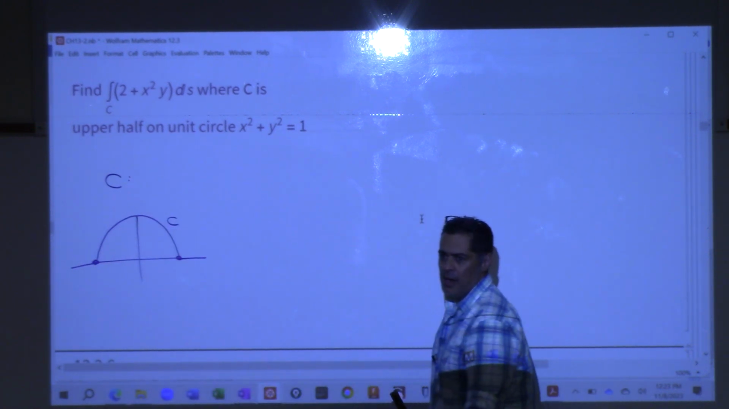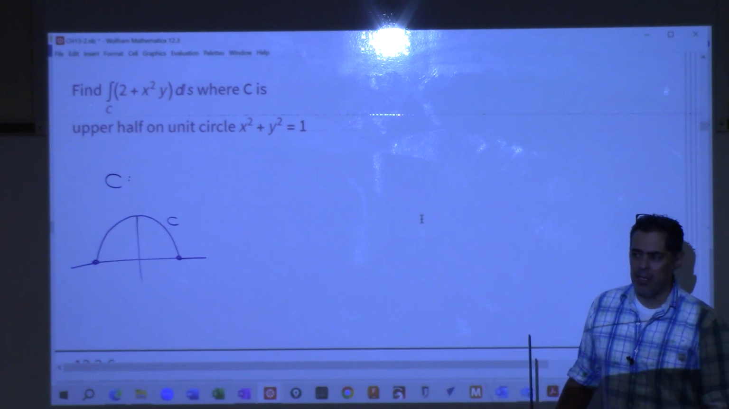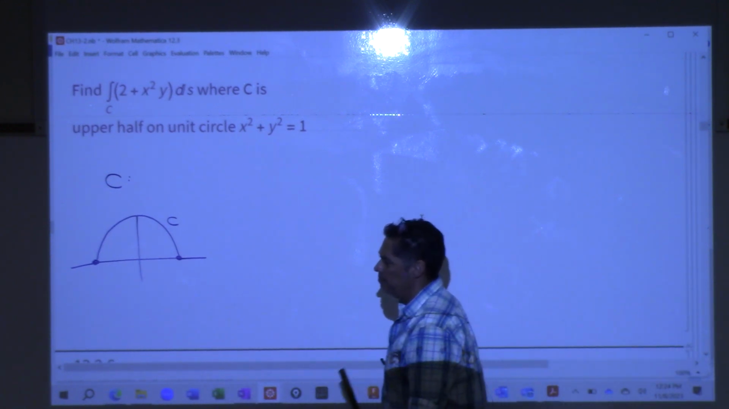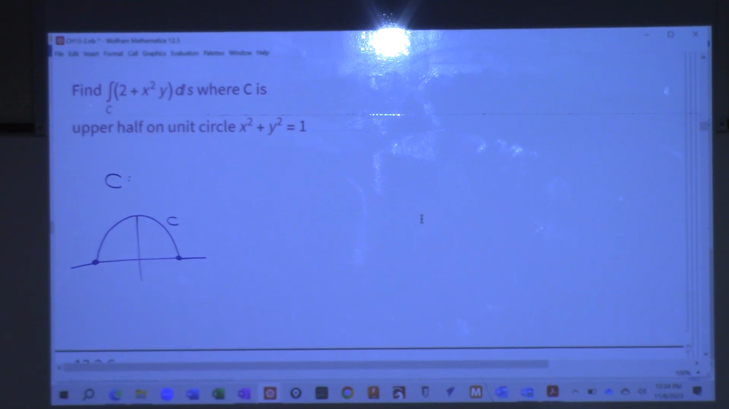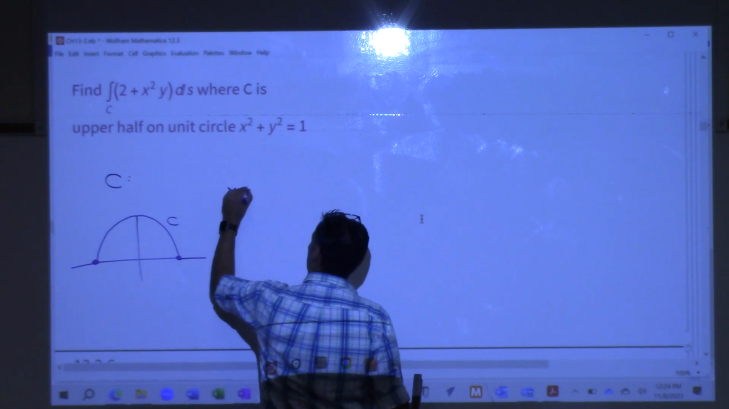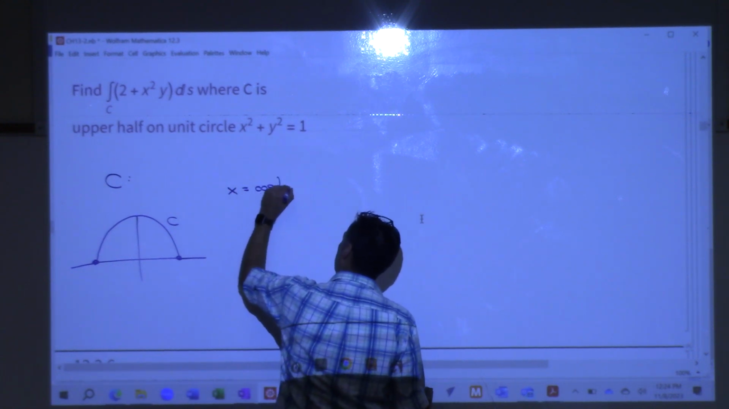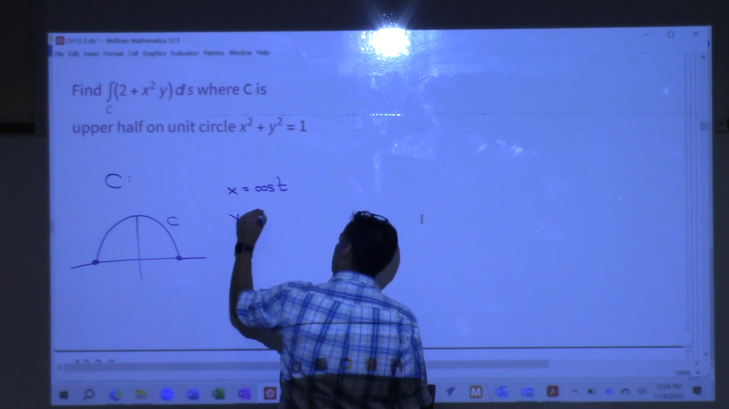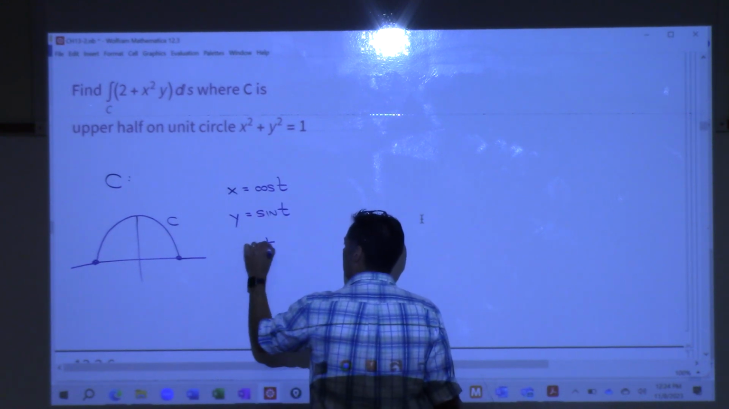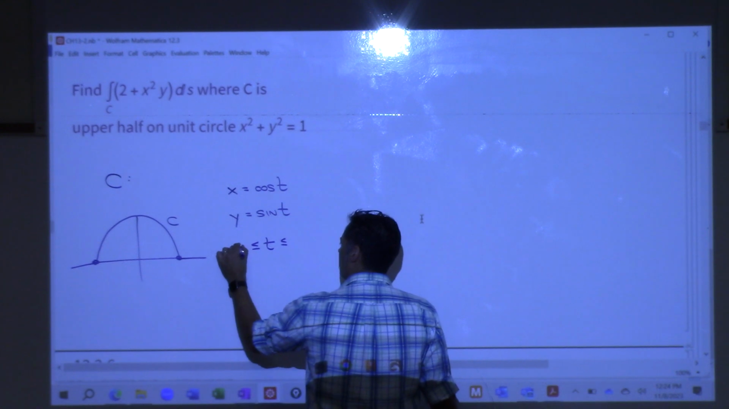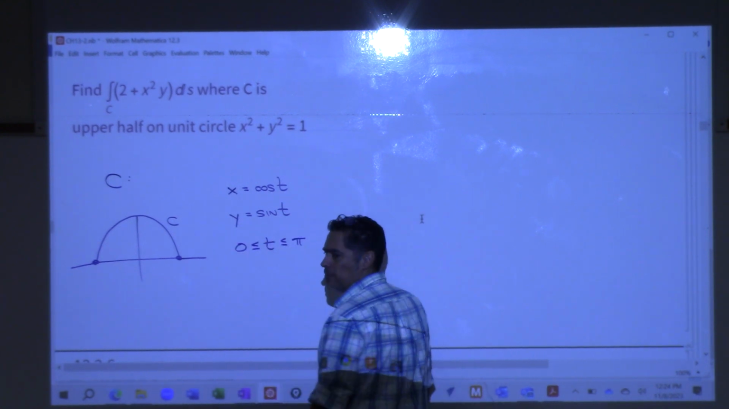Well, I know how to do that, I think, right? This is going to be, how do we draw circles? Cosine and sine, right? Okay, so the x, I'm going to call that cosine t. The y, sine t. And to draw just that top half, my t needs to be between 0 and pi.